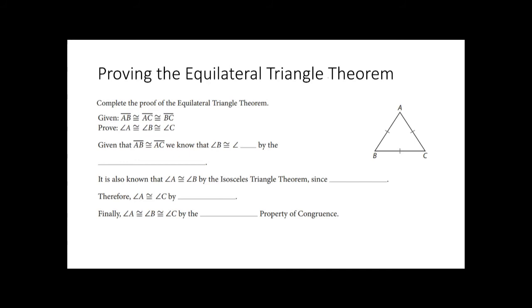All right, so proving the equilateral triangle theorem. I'm just going to brush by these as fast as I can, silly little fill in the blanks. Given AB is congruent to AC and BC, basically their sides are the same. We have to prove that these angles are the same. Given that AB is congruent to AC, we know that angle B is congruent to angle C, and that's because of the isosceles triangle theorem. We already learned about the isosceles triangle theorem, and we can apply it here right now.